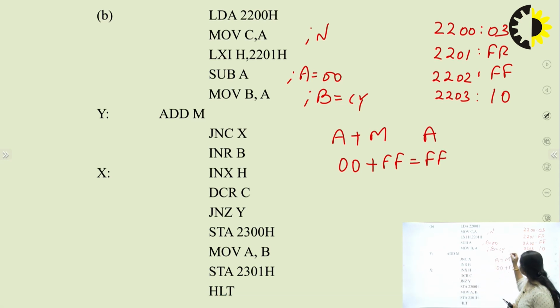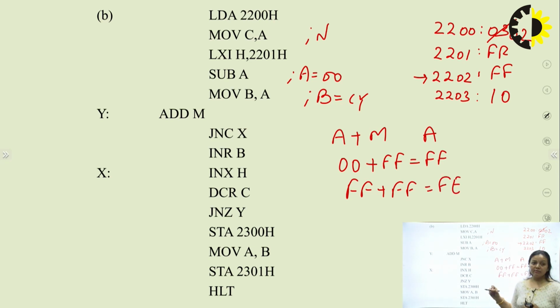I will increment the location, go to this location, decrement my counter by 1. Does this become 0? No. Again repeat. Again perform the addition. Again you will add FF plus FF. You will get the answer as FE in accumulator.